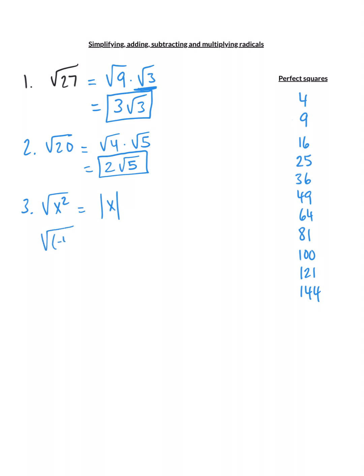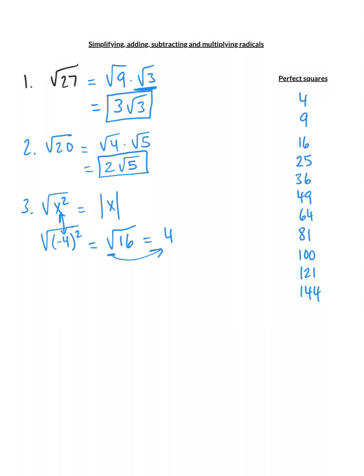If x was negative 4, you see how I just substituted in negative 4 for that x. Well, we know the square root of negative 4 in parentheses squared is the square root of 16, which is 4. The square root always should come out to be a positive number. So if we just wrote x, x is technically negative 4, but again, a lot of the time it does just get left off. But for this video, I will be adding the absolute value bars.